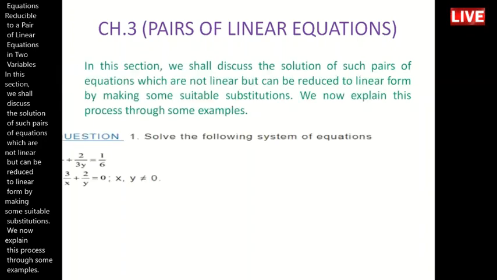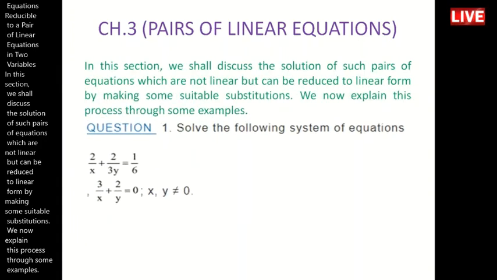Let us start example number 1, which is solve the system of equations 2 upon x plus 2 upon 3y is equal to 1 upon 6, 3 upon x plus 2 upon y is equal to 0, where x and y are non-zero, otherwise it may be not defined. See, this system of equations is not in the form of linear, but we need to convert them in the form of linear equations. How to convert? Let us start with this.